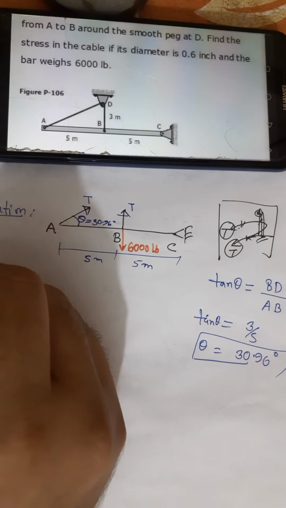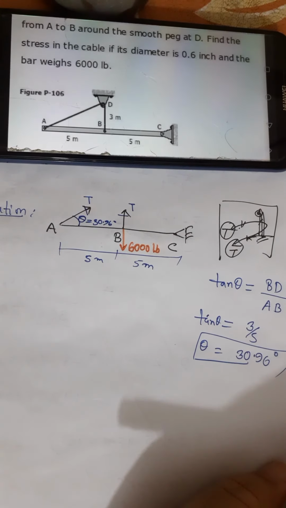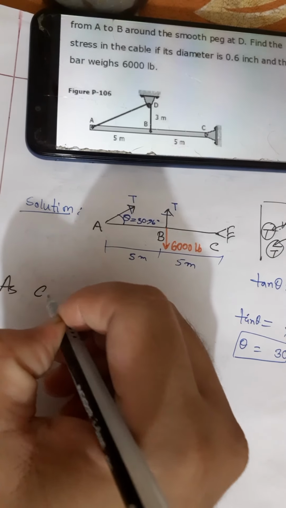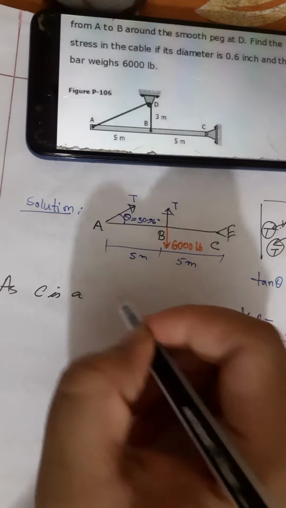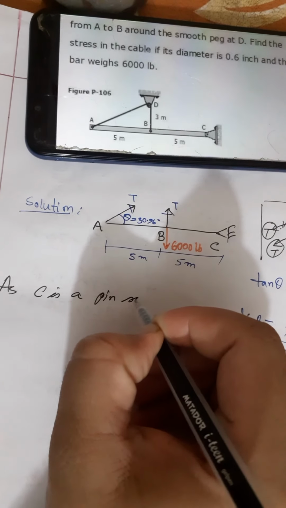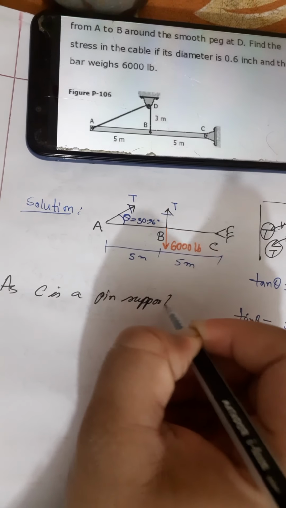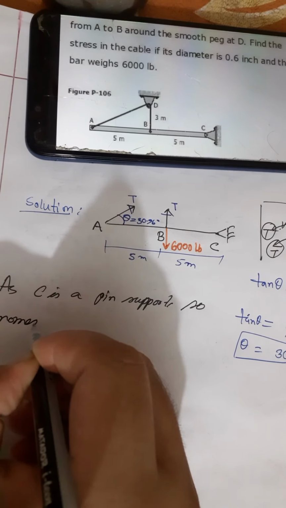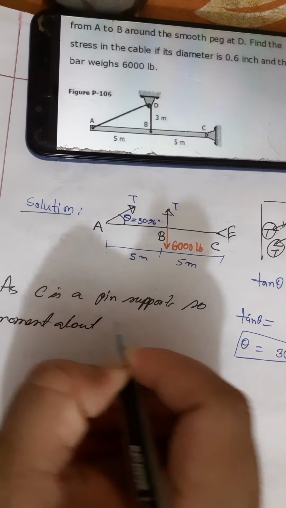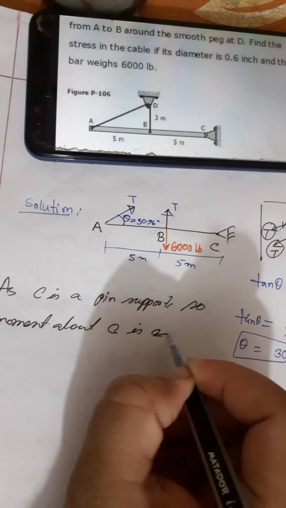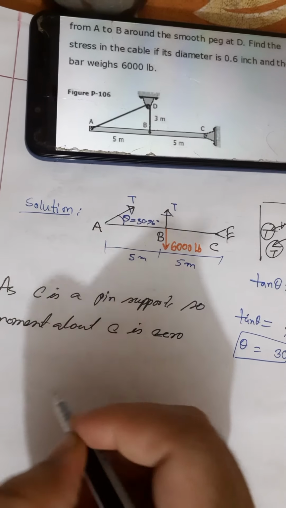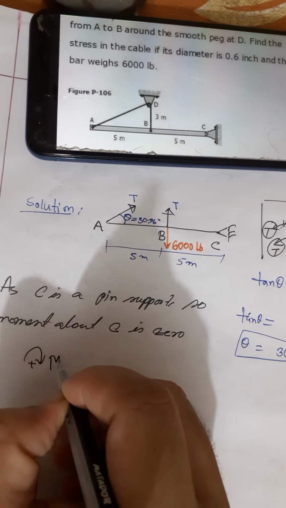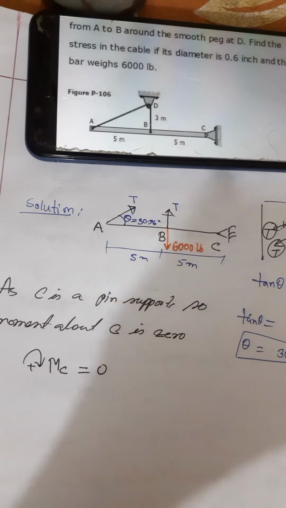So as C is a pin support, moment about C is 0. So if we take clockwise as positive, rotation clockwise positive, moment about C equals 0.